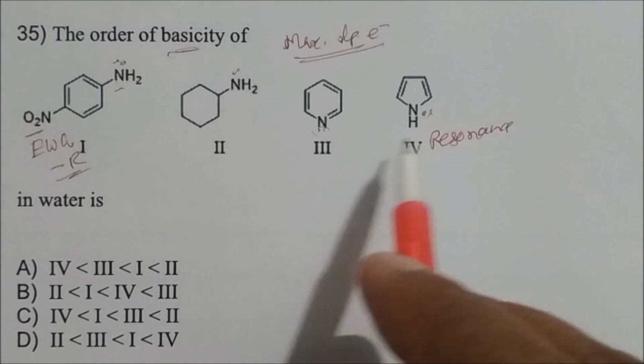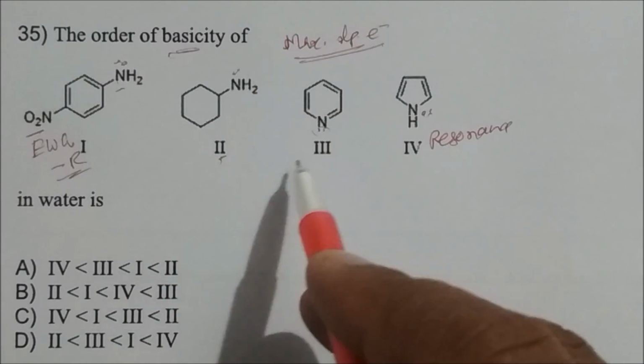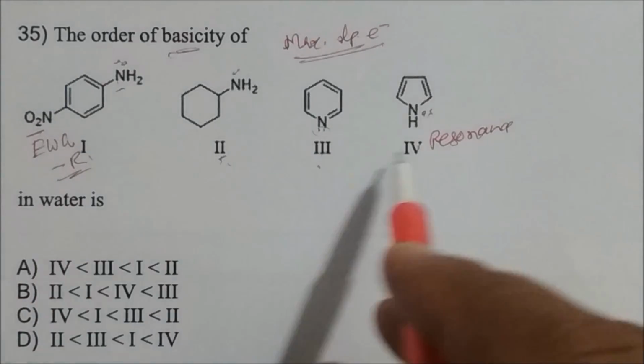So where the lone pair is mostly present, it is 2, and then after 2, 3, then 2, 3, and then you can say 1, and last is 4.